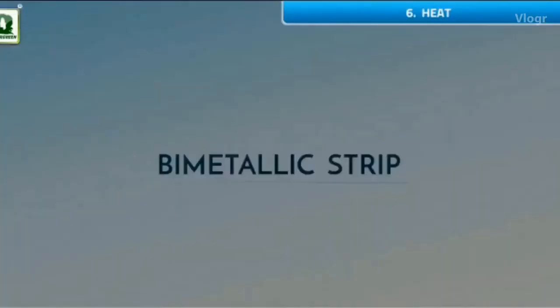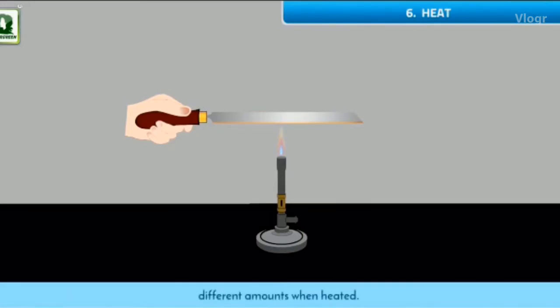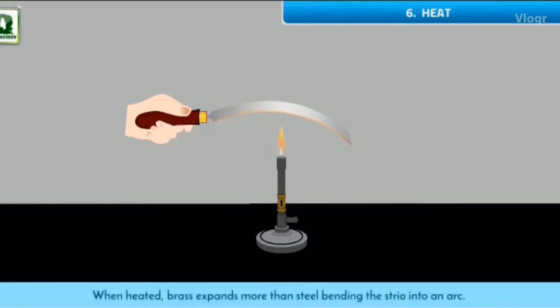Bimetallic strip. A bimetallic strip is made from two thin strips of metal, which expand by different amounts when heated. Often brass and steel are selected. The two pieces are welded. When heated, brass expands more than steel, bending the strip into an arc.